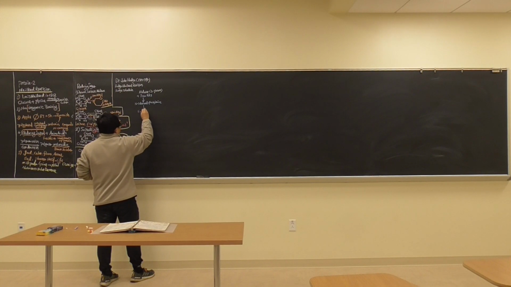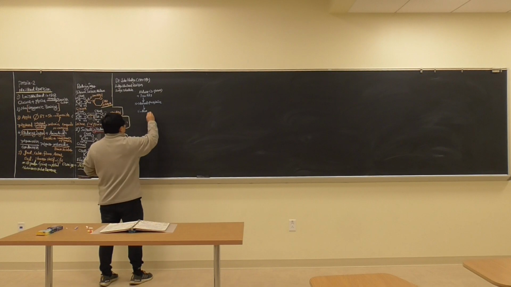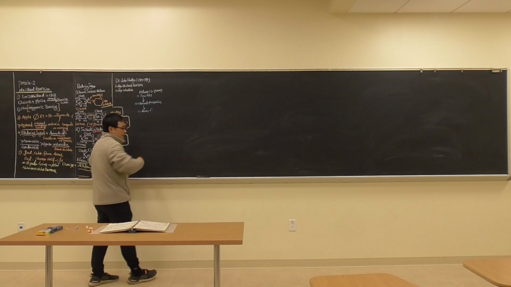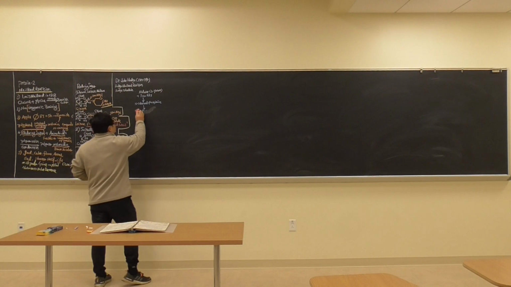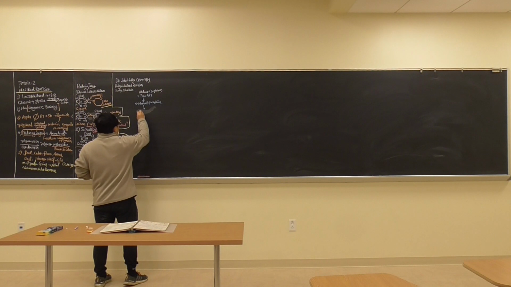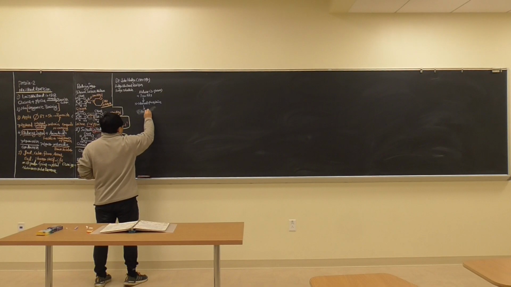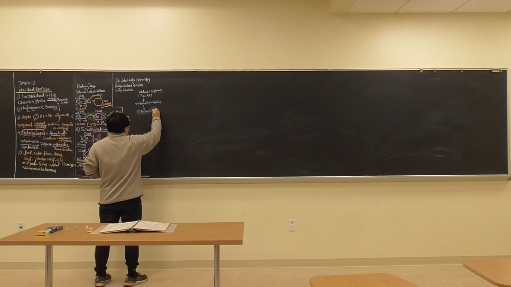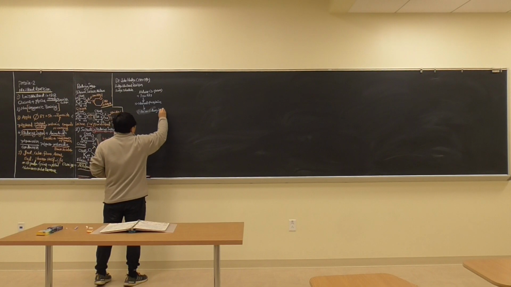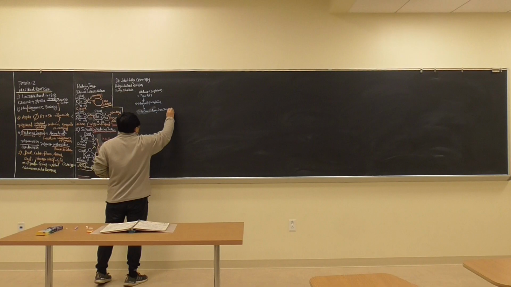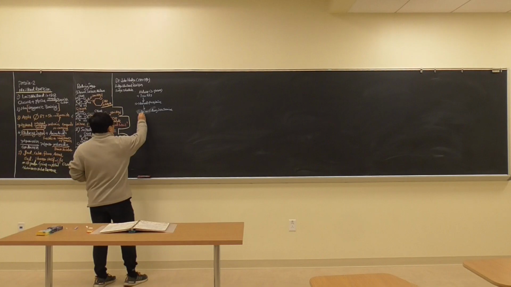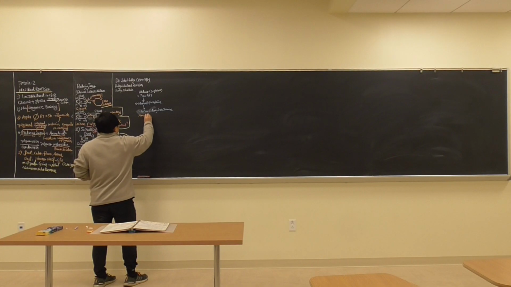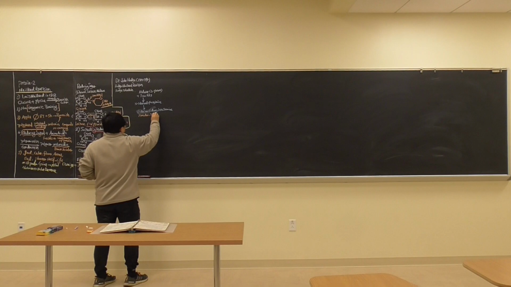1-amino-1-deoxyketose. Okay, sorry, 1-amino will generate 1-amino-1-deoxyketose. This product has another name, which is called the Amadori rearrangement.